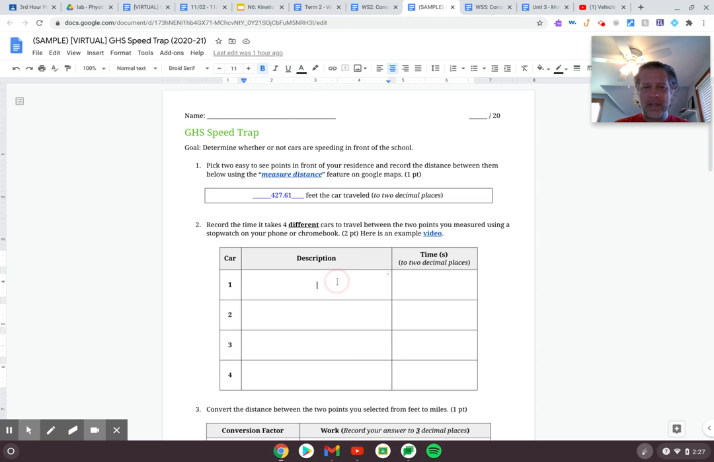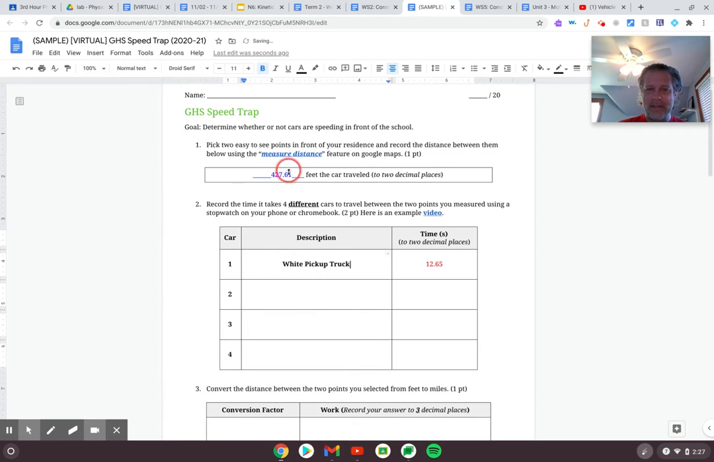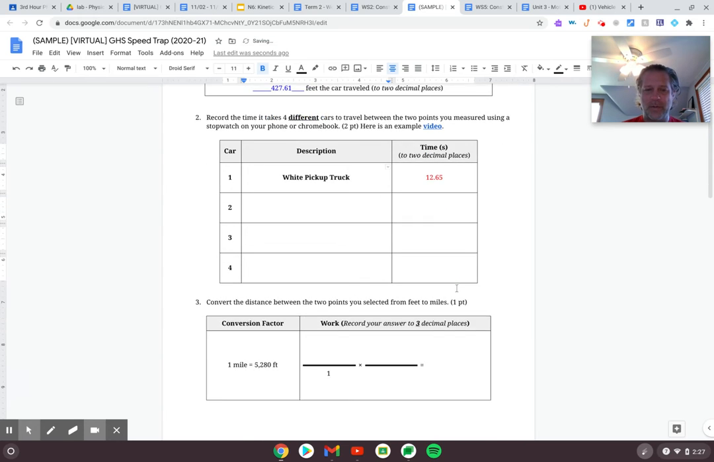So the first thing, the time I collected on my stopwatch, was 12.65 seconds. And I'm going to put a description here of the white pickup truck. And so now I have my distance in feet and the time in seconds to 2 decimal places.